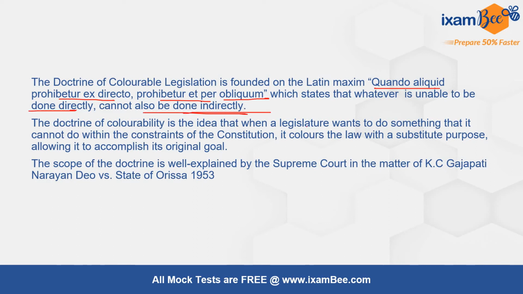The doctrine is the idea that when a legislature wants to do something that it cannot do within the constraints of the constitution, it colors the law with a substitute purpose, allowing it to accomplish its original goal. The scope of this doctrine was well explained by the Supreme Court in the matter of K.C. Gajapati Narayan Dio versus State of Orissa.